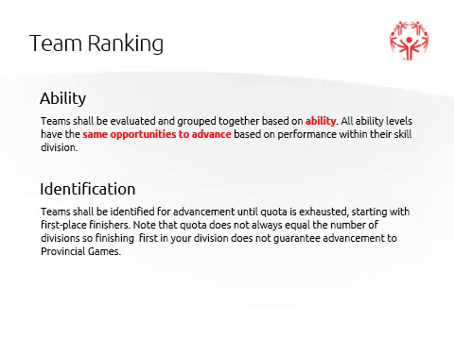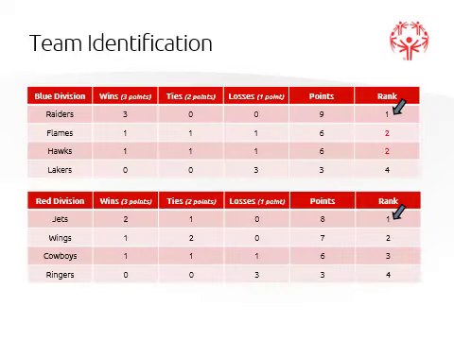Once competition is complete, quota will be assigned to first place finishers in their respective divisions. If quota allows, quota would then be assigned to second place finishers and will continue in that fashion until exhausted. Here is an example of a potential final tournament standings board. The Raiders and Jets won their skill divisions and would have first opportunity at receiving a quota.